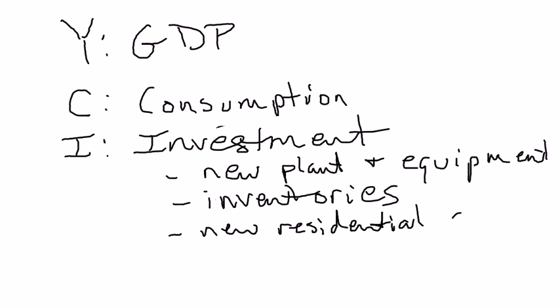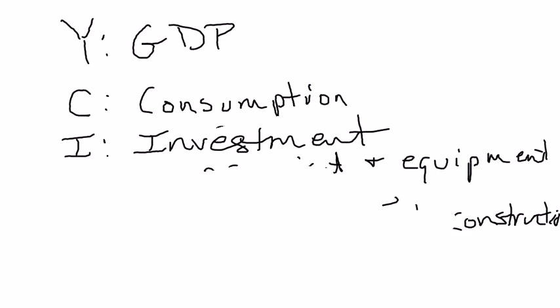So if a house is bought this year and sold to the first owner who's going to occupy it, that would count as investment expenditures. Right, investment expenditures usually between 15 and 20% of GDP. All right, so those are the first two major categories, which are consumption and investment expenditures.